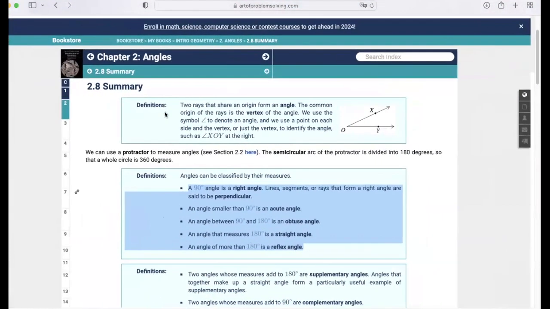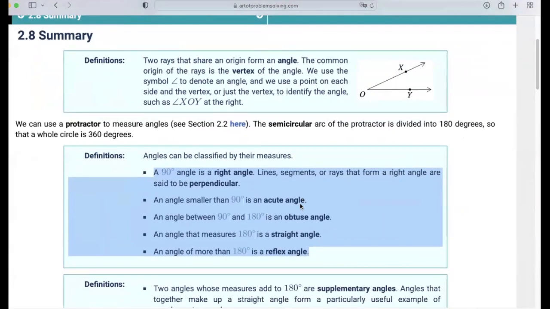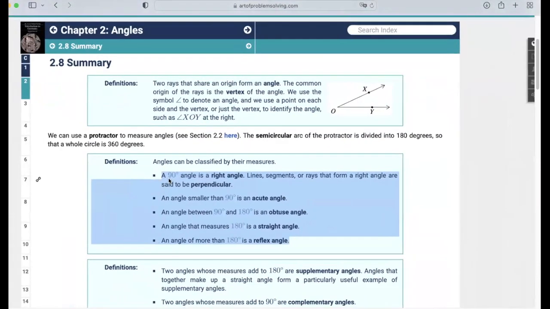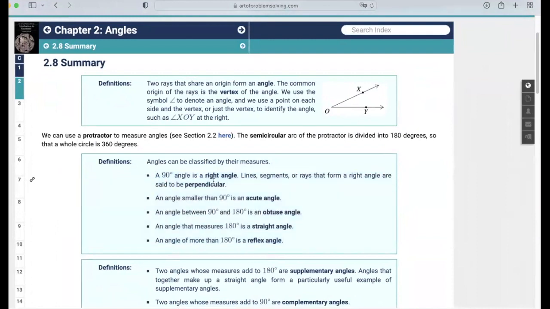Okay, basically I'll just review some summary. A 90-degree angle is a right angle, which means it's perpendicular, so there's a right angle. And then an angle smaller than 90 degrees is an acute angle.